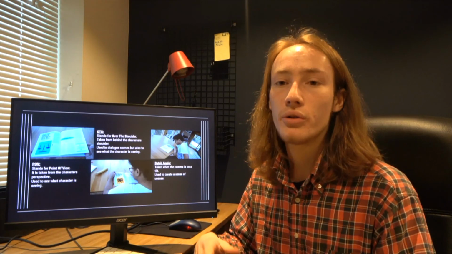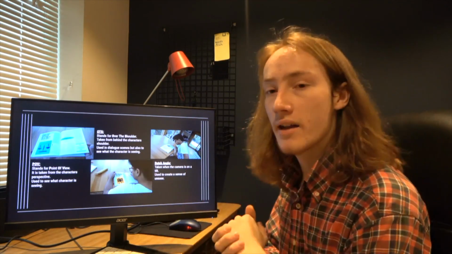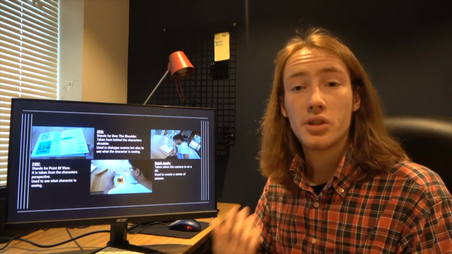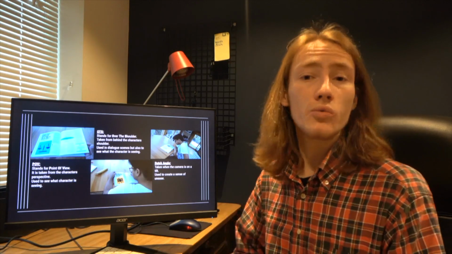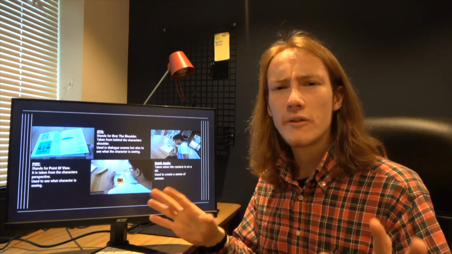This is quite simple to do. Just turn your camera on a tilt, and basically you have a Dutch angle. It creates a sense of unease or uncertainty. So when something is not right, you can use a Dutch angle to basically show that it doesn't feel right here.